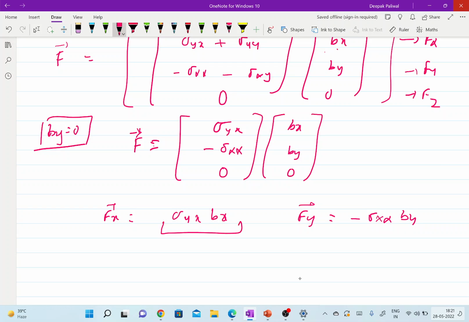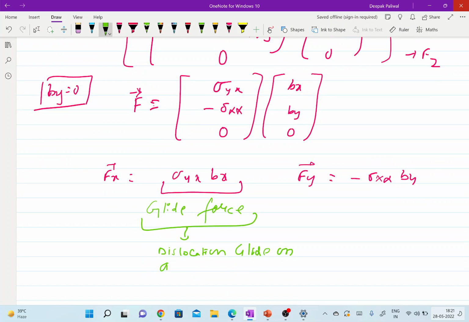I can call this the shear component, and shear components are important in case of the glide motion of a dislocation. So this is also what I can call the glide force, which is important for the dislocation glide on a slip plane. This is the dilatation component.